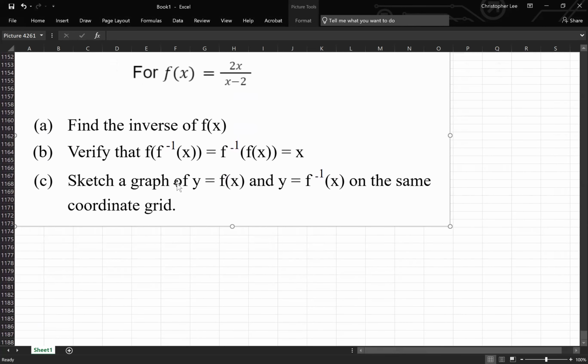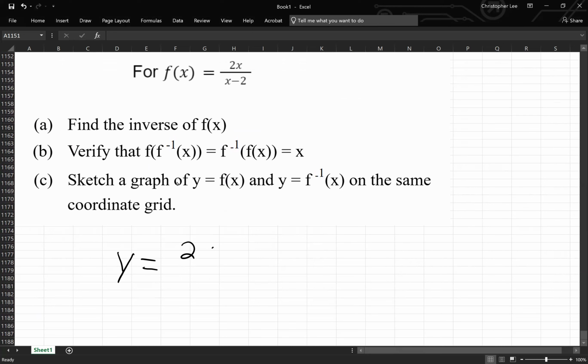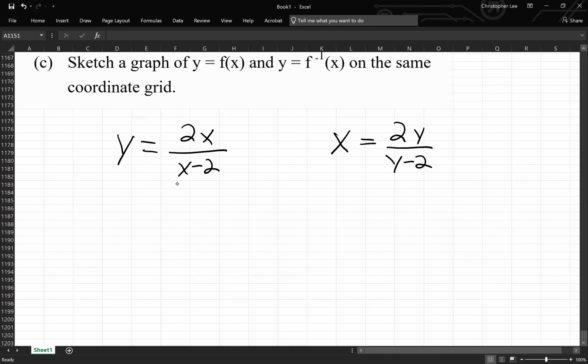Now we want to find the inverse of f of x, right? So very simple. You have y equals 2x over x minus 2. To find an inverse, switch x and y. So look at this. Now I'm going to make this x equals 2y over y minus 2. And very simply, just solve for y.